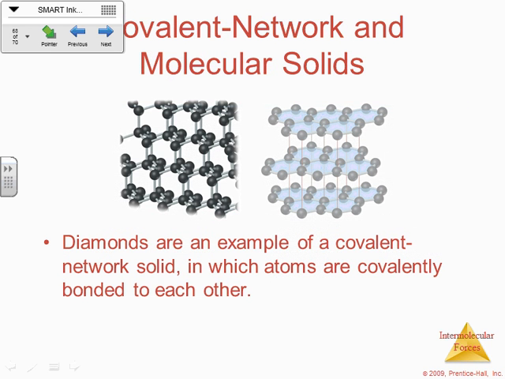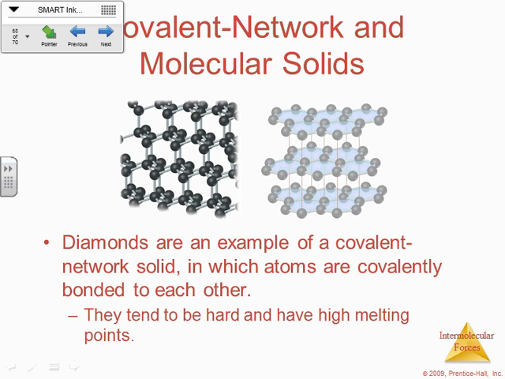Okay, so covalent network and molecular solids. Diamonds are an example of a covalent network solid. Those are going to be hard and have high melting points. I mean, it's kind of an understatement. Diamond is the hardest material. So notice here, this is diamond. It's basically a bunch of carbon atoms, and they're all connected with covalent bonds, and that's all it is. That's why it's so strong, because in order to even melt this thing or break it at all, you have to break covalent bonds.